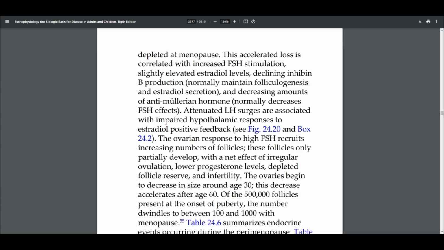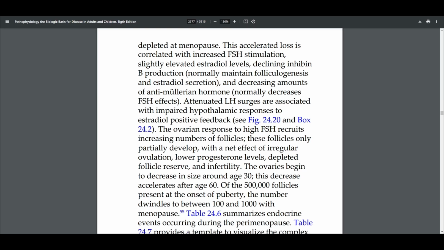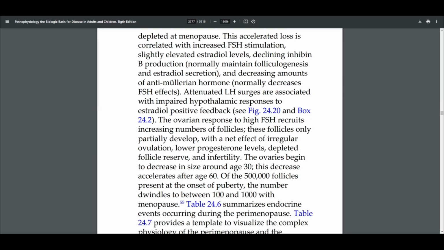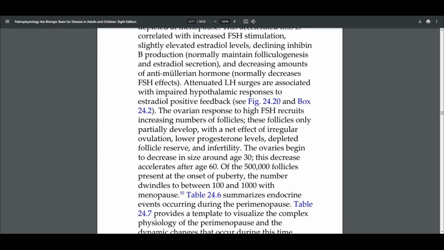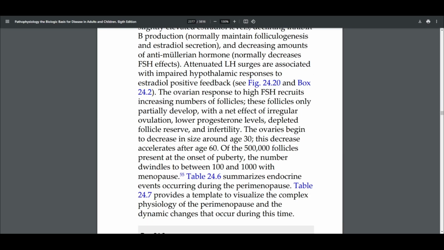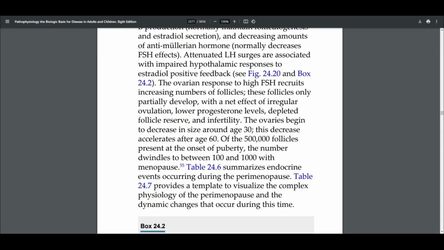Attenuated luteinizing hormone surges are associated with impaired hypothalamic responses to estradiol-positive feedback. The ovarian response to high FSH recruits increasing numbers of follicles. These follicles only partially develop, with a net effect of irregular ovulation, lower progesterone levels, depleted follicle reserve, and infertility.